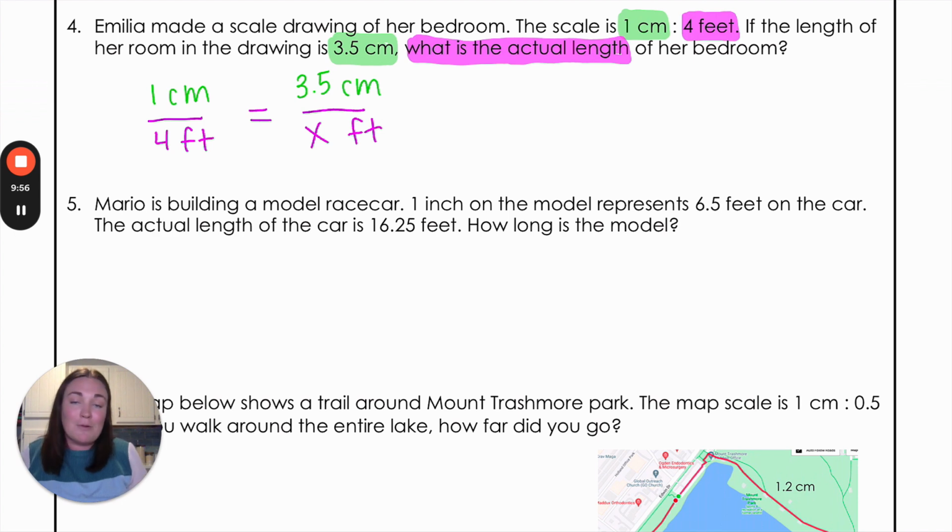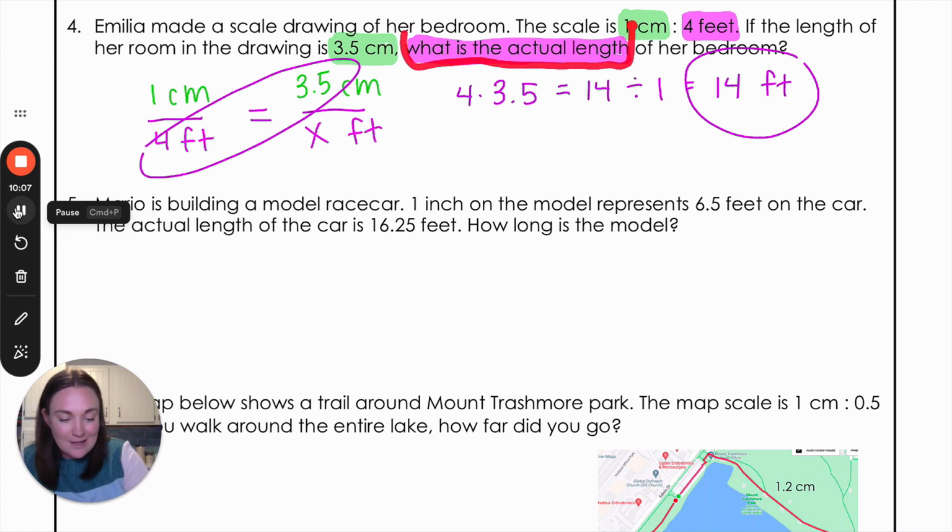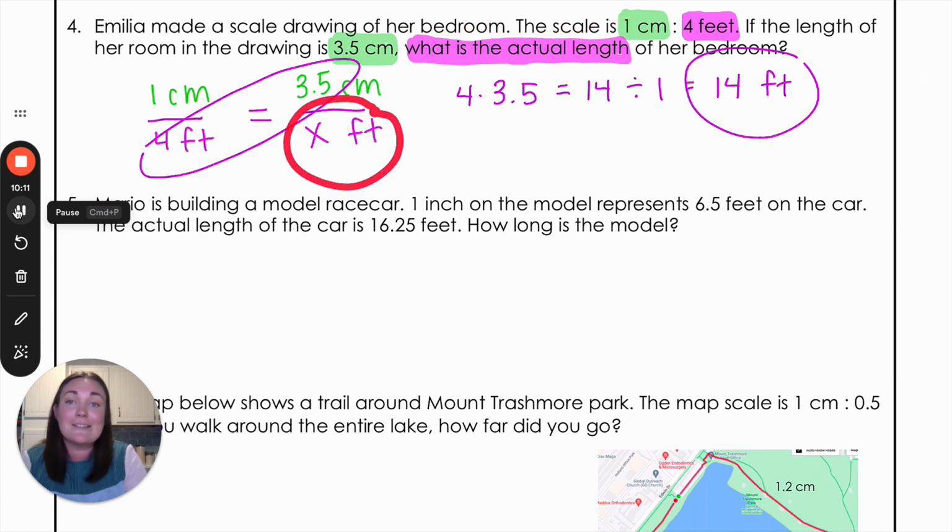So now that I've got my proportion set up, go ahead and pause, and solve the proportion to solve for that missing length. So when we solve that proportion, we should get 14. And our label, we can always look at what the question is asking, right? What is the actual length? But we can also look in our proportion, right? Our x is labeled as feet, so I know that the actual length of our bedroom is 14 feet.